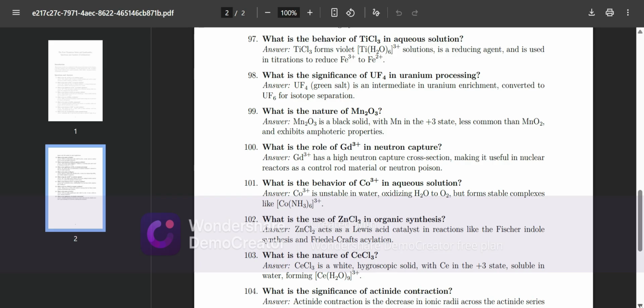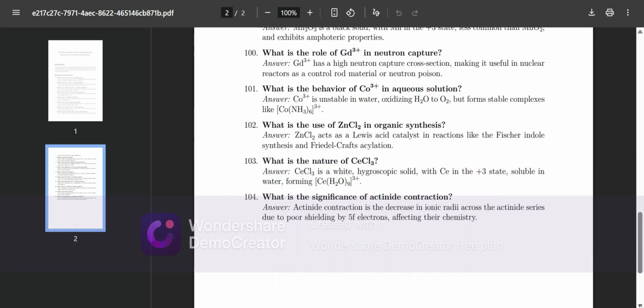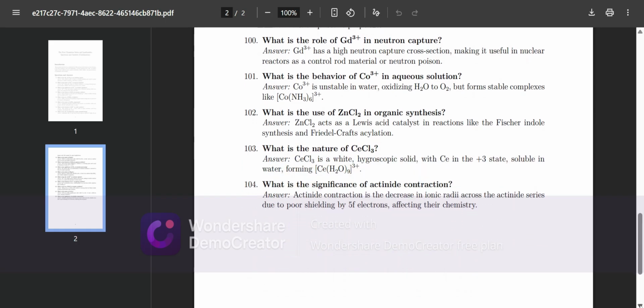What is the nature of Mn2O3? Mn2O3 is a black solid with Mn in the plus 3 state, less common than MnO2 and exhibits amphoteric properties. What is the role of Gd3+ in neutron capture? Gd3+ has a high neutron capture cross section, making it useful in nuclear reactors as a control rod material or neutron poison.